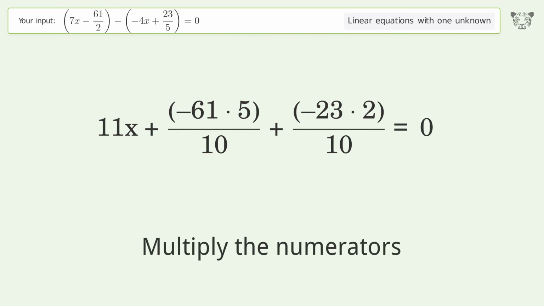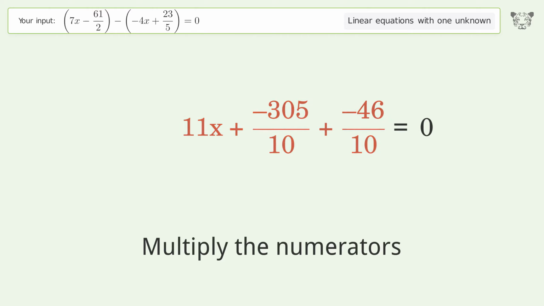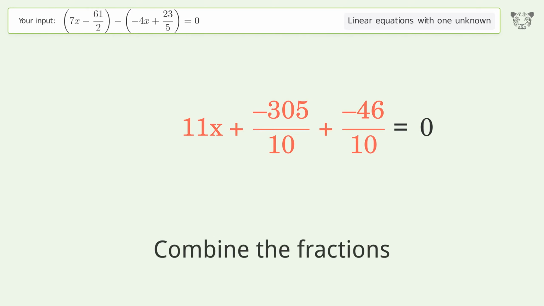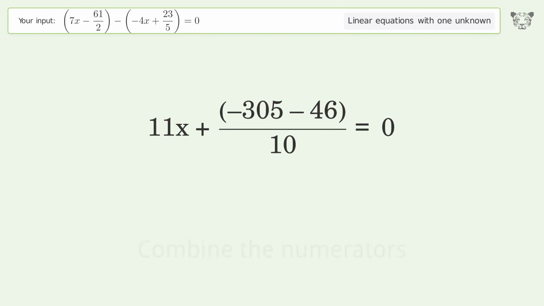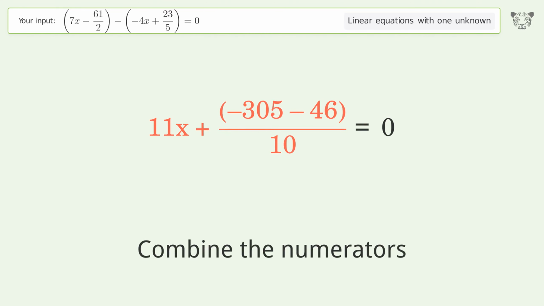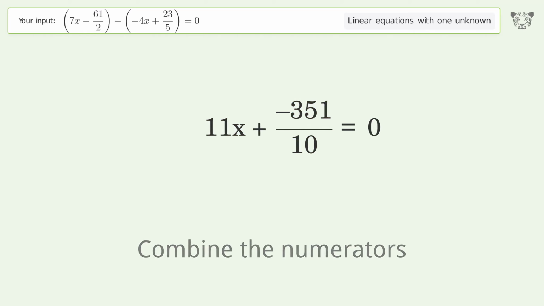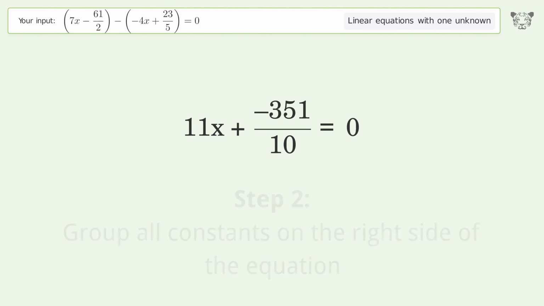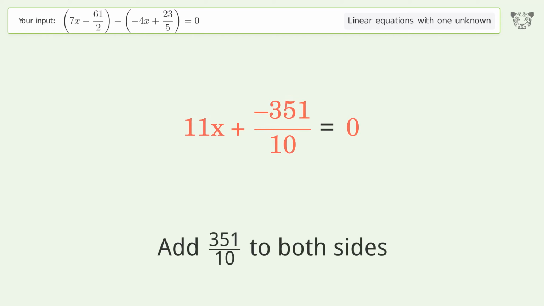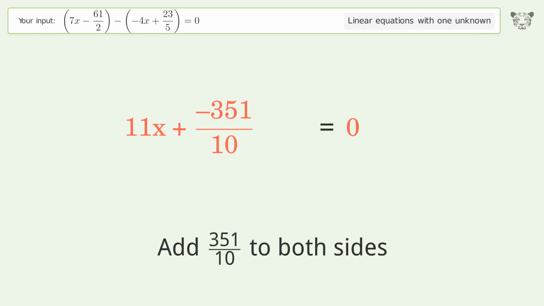Multiply the numerators. Combine the fractions. Combine the numerators. Group all constants on the right side of the equation. Add 351 over 10 to both sides.